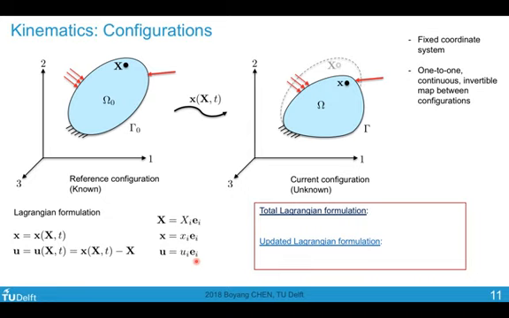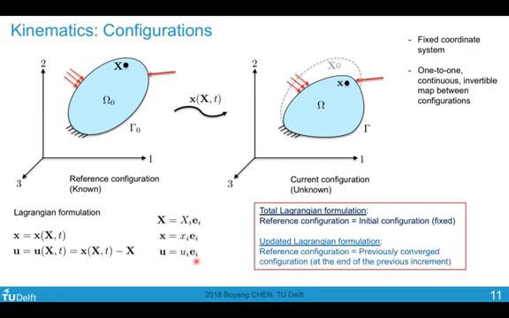Under this Lagrangian formulation, we have two different types of Lagrangian formulations. The first one is called total Lagrangian formulation. That is when, as I mentioned earlier, the reference configuration is the initial configuration of the body, which is fixed. Now, the updated Lagrangian formulation is very simple, which basically means that I update the reference configuration to be the previously converged configuration, which means the state of the body at the end of the previous increment.